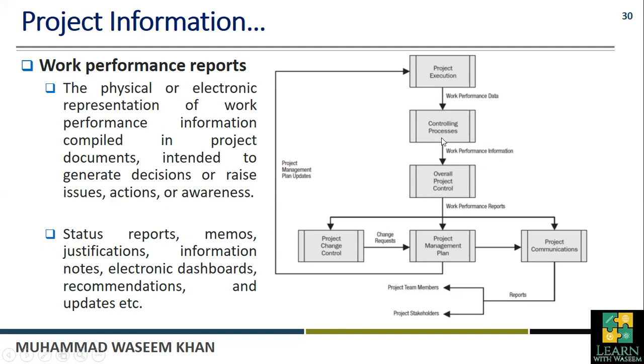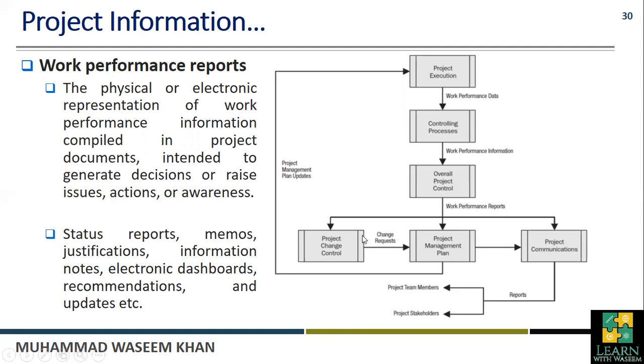This was the controlling processes, and this is the overall project control. The overall project control will give us a secondary output, and that would be the work performance report. These work performance reports will be used for project change control as well, for the project management plan, and for project communications.